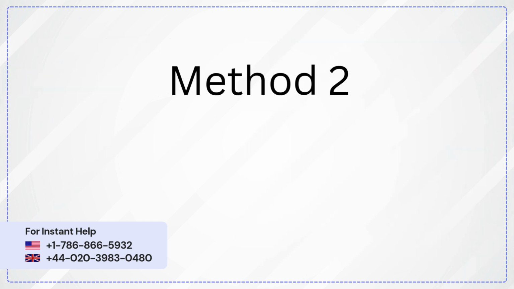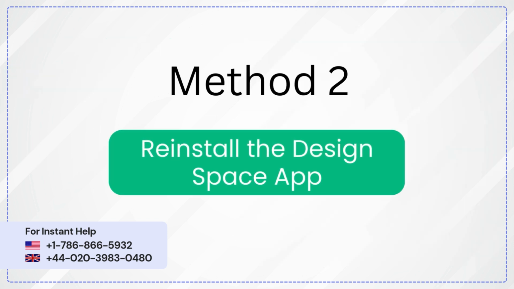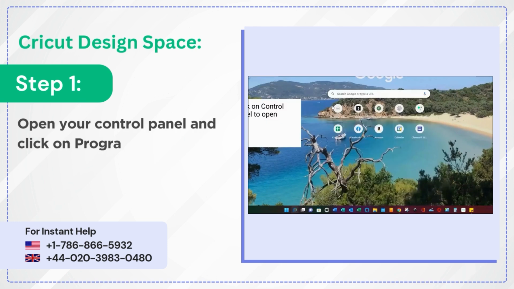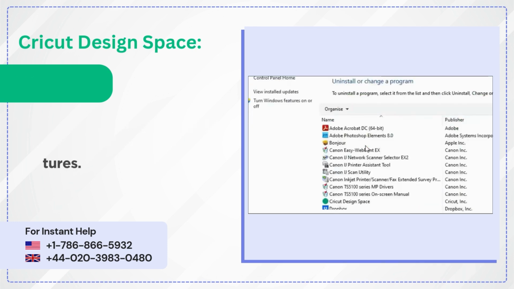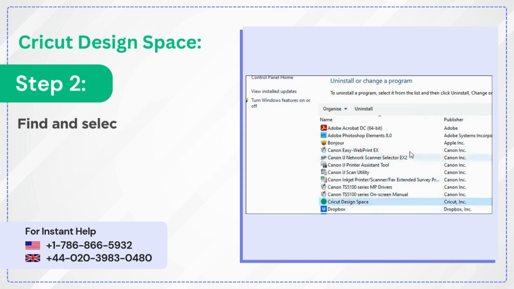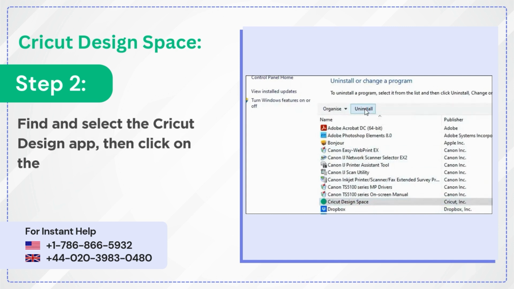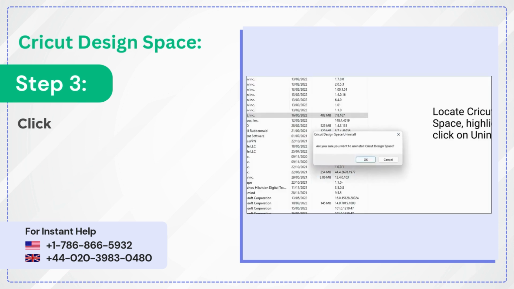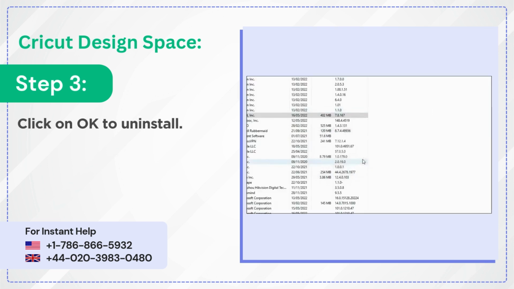Method 2: Reinstall the Design Space app. Step 1. Open your control panel and click on Programs and Features. Step 2. Find and select the Cricut Design app, then click on the Uninstall button. Step 3. Click on OK to uninstall.